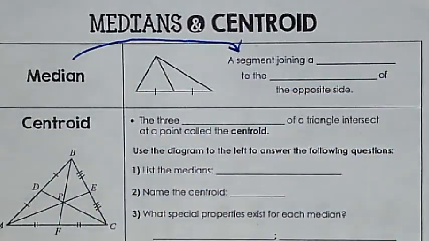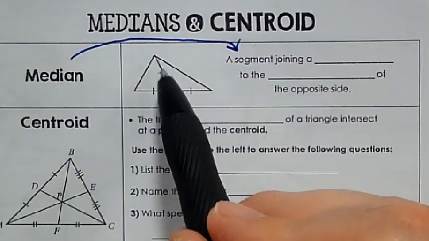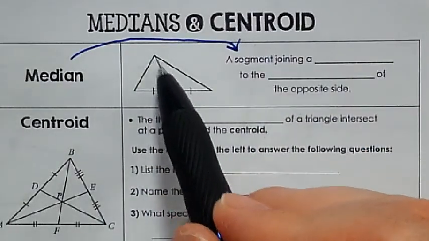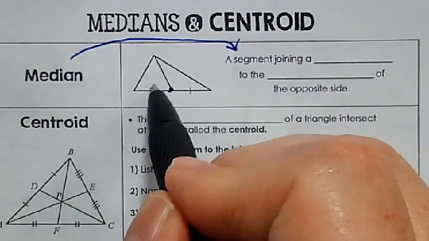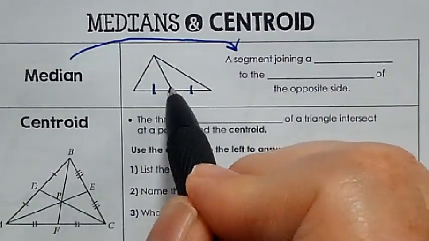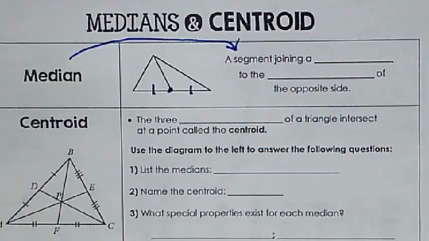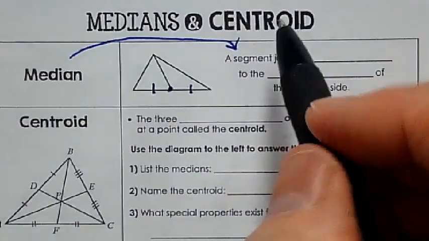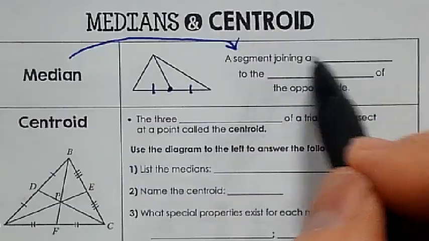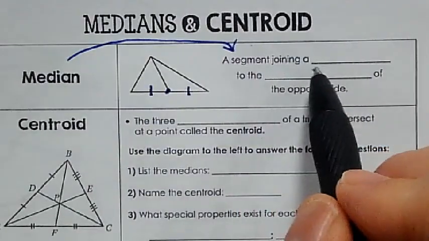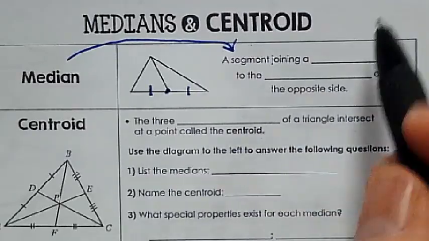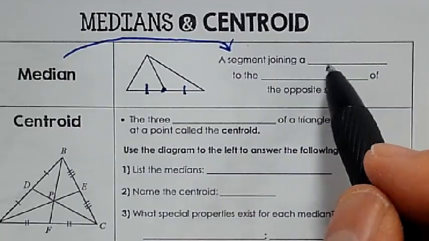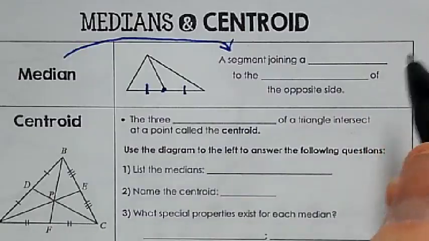You connect the vertex to this midpoint of the opposite side. How do you know that's the midpoint? Because they're showing you that that's 1 tick mark, that's 1 tick mark. By definition, that's the midpoint. The median is nothing more than a segment joining a blank to the blank of the opposite side. What do you think you fill that in with? Look at the definition I gave you. A what? Yeah, a vertex.